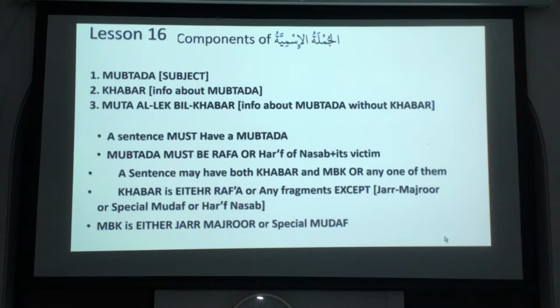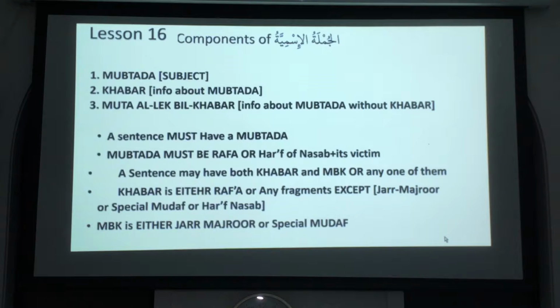Mubtada must be a rafa. Mubtada must be a rafa. Or harf of nasab: inna, anna, ka'anna, laita, lakinna, la'alla. So a mubtada must be one of these 2. Either it's a rafa. No, don't ask me what is rafa now, please, okay? Because even your kids know that now. Okay, rafa.